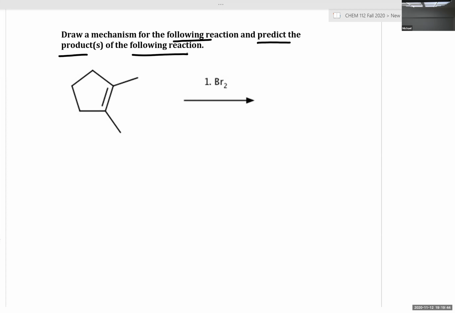So let's try to predict the products from this reaction, and let's try to draw a mechanism. The mechanism should always be your starting point because that is what directly tells you how you go from reactants to products. It is the mechanism behind how we convert reactants to products. So start from the mechanism and then work your way out.